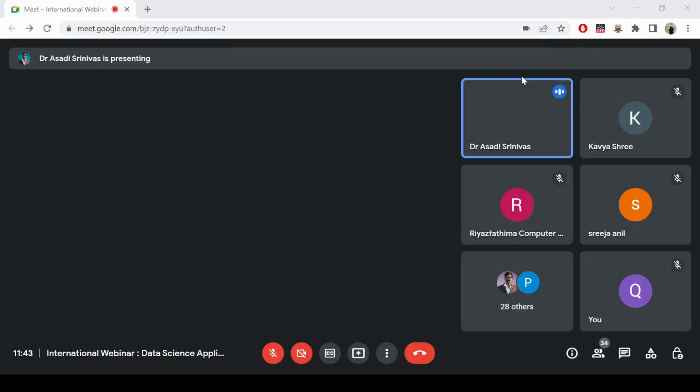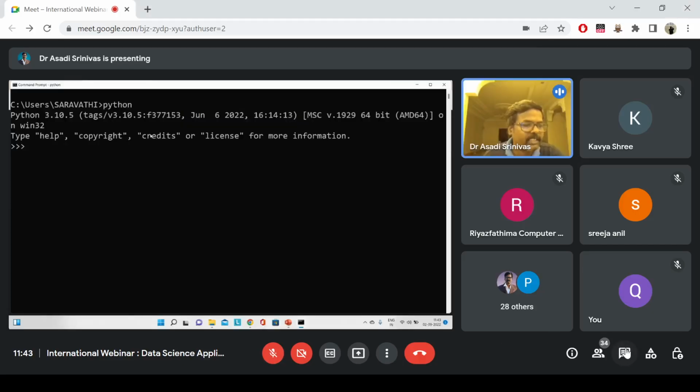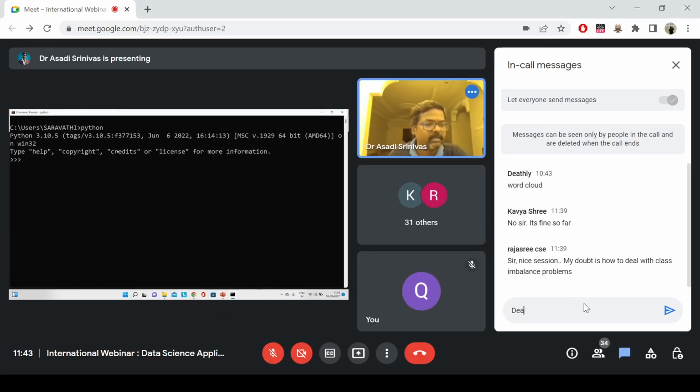See here, my screen is visible, my dear friends. Now see, I'm using Python version 3.10.5. Now I'm executing applications.